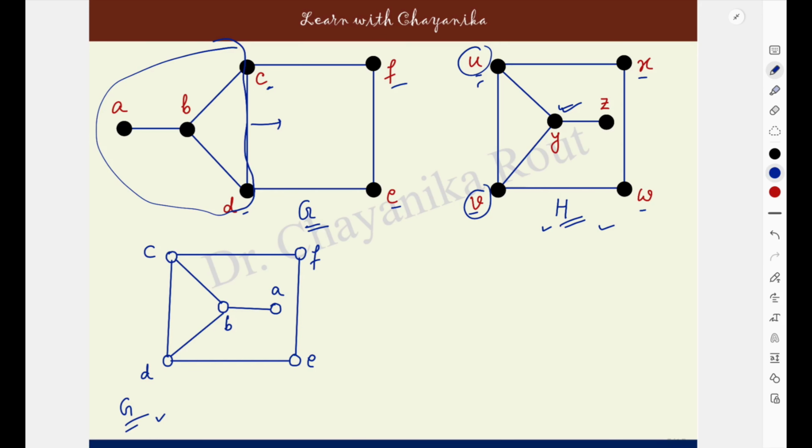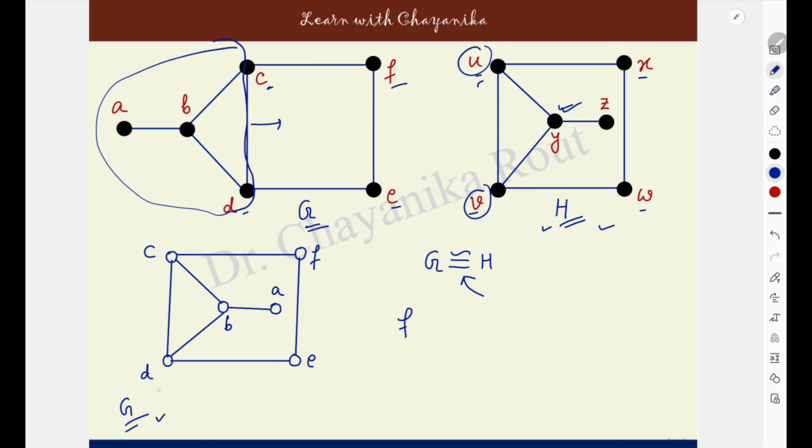And how do we represent this isomorphic property? By notation, G is isomorphic to H. This is how we say the two graphs are isomorphic. This is the notation for isomorphism. And to find that isomorphism, the bijection, we will represent it by a function. You can represent it by any name of the function. We generally use the letter F for functions.